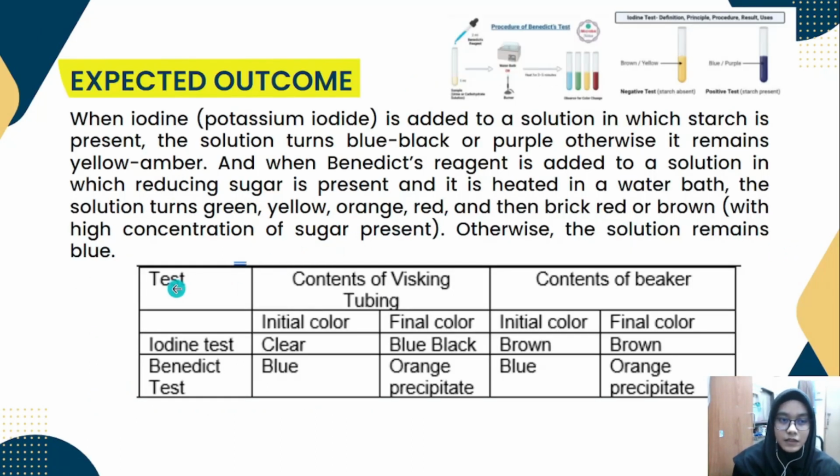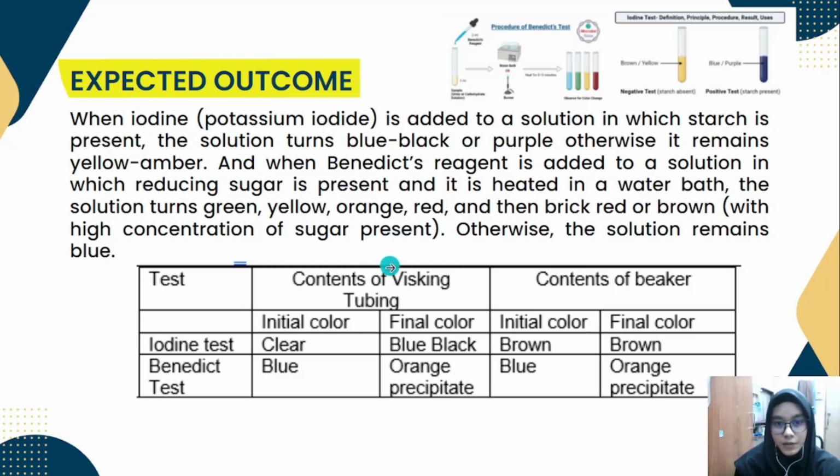For the expected outcome, we expect that when the iodine is added to the solution in which starch is present, the solution will turn blue, black or purple. Otherwise, it will remain yellow amber. And when the Benedict reagent is added to a solution in which reducing sugar is present, in this experiment glucose, and then it is heated in the water bath, the solution will turn from blue to green to yellow, orange, red and then brick red. Otherwise, the solution will remain blue.